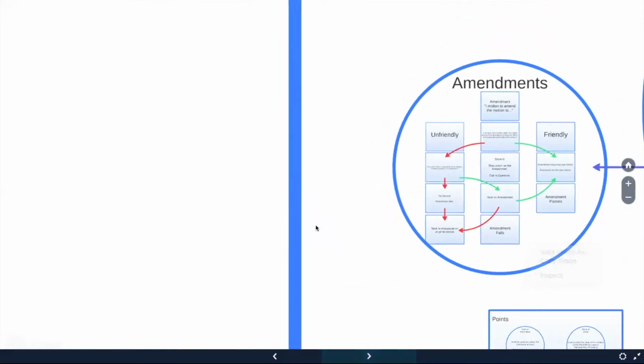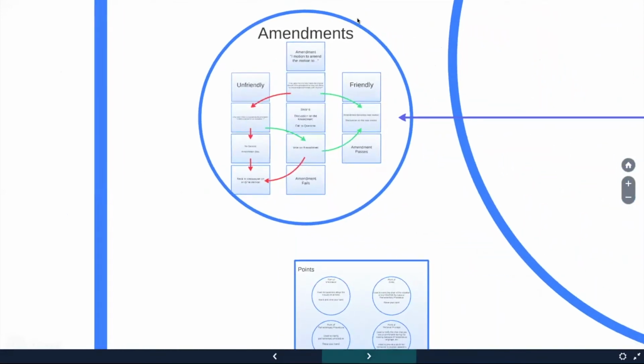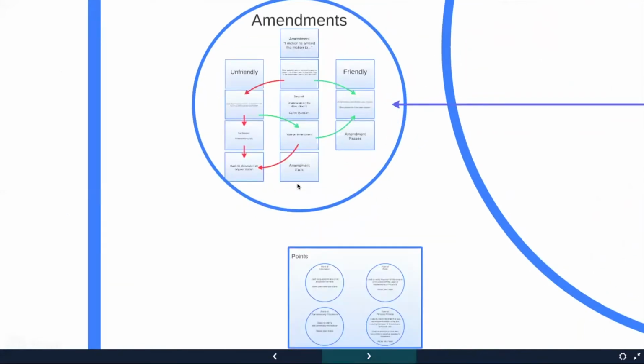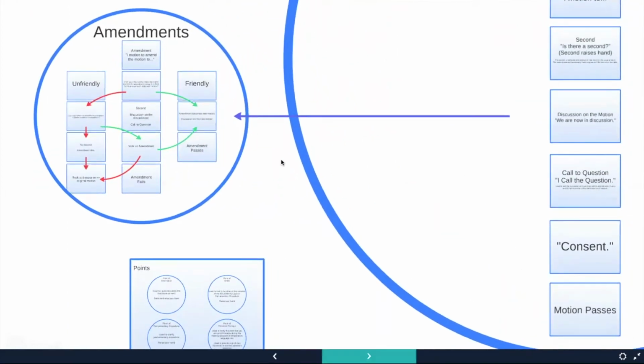Does that make sense to everybody? Are there any questions about amendments? Okay, I see a couple of thumbs up. Thanks.